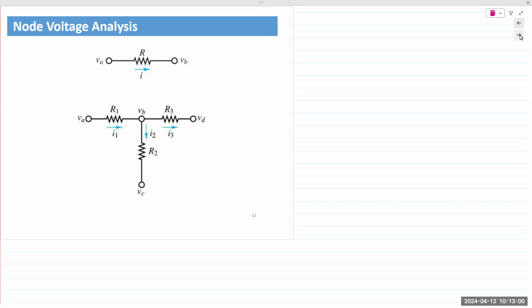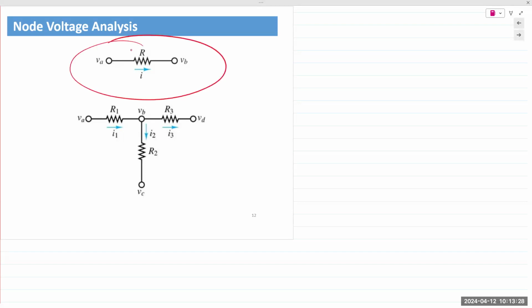Okay. So what is node voltage analysis? Well, we take all the nodes in a circuit, we assign labels to every node, and we assign node voltages to every node. And then we apply KCL to express each resistor voltage in terms of the node voltages. The way we do that, I will explain by looking at these 2 examples.